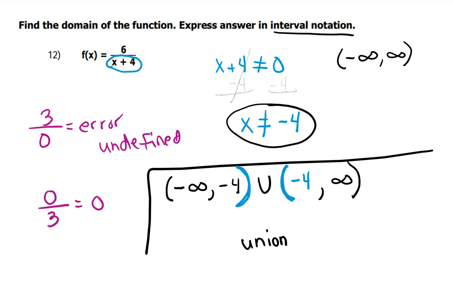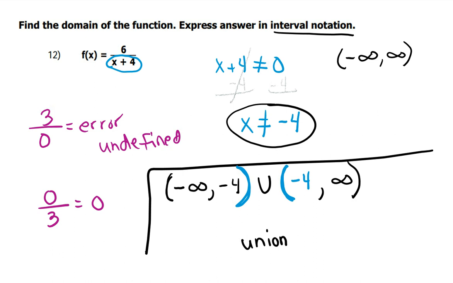This way you're basically saying, I can go from negative infinity up to as close to negative 4 as possible, which would be like negative 4.000000000000001. And on the other side, I will go to the very next number after negative 4, which would be negative 3.99999999999 repeating, and then go to infinity. The parentheses say you do not include them.